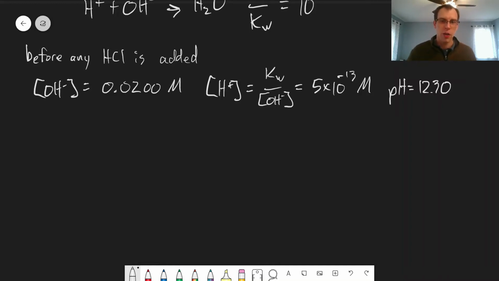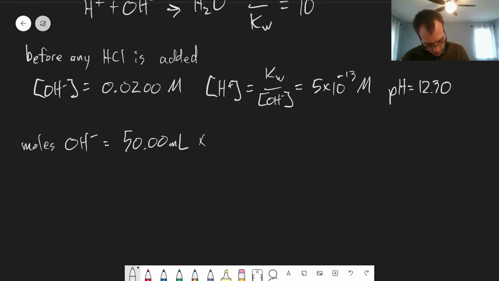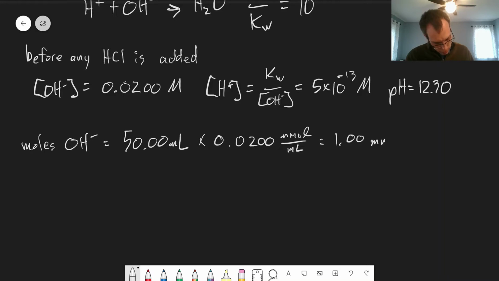The next thing we're going to want to know as we're adding our titrant is what's the equivalence point. So of course, since this is a one-to-one stoichiometry, it's just going to be when our moles are equal. So we can take our moles of hydroxide, which is just going to be the volume, 50 milliliters, times the concentration, 0.02 millimoles per milliliter. And when we multiply this out, we'll get that this is equal to 1 millimole.